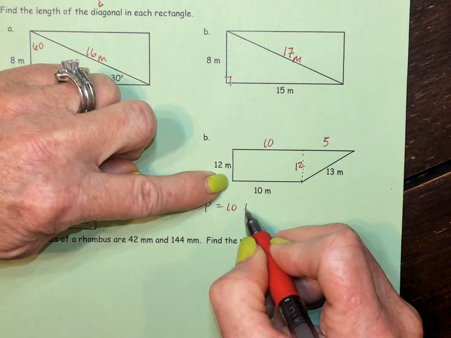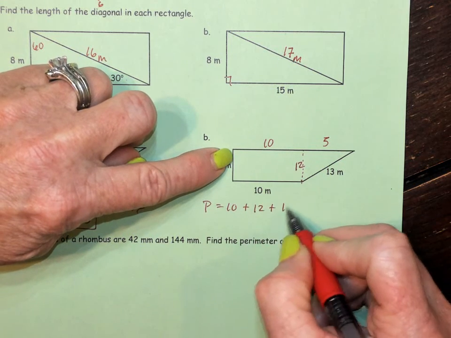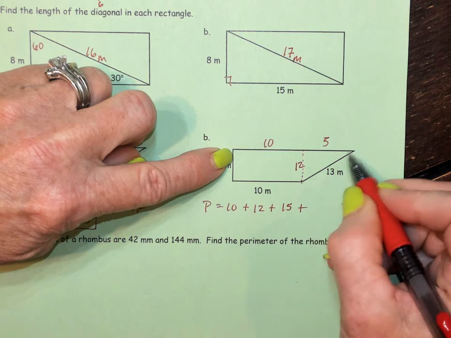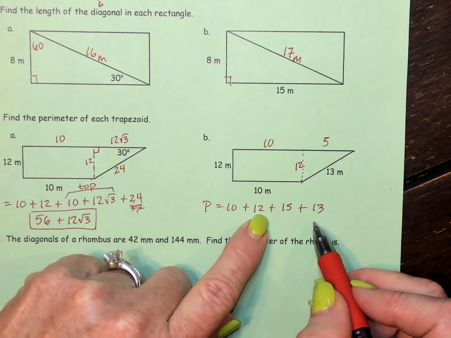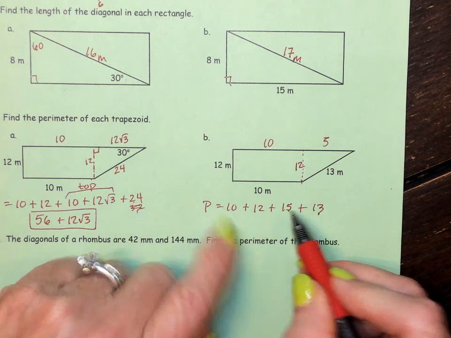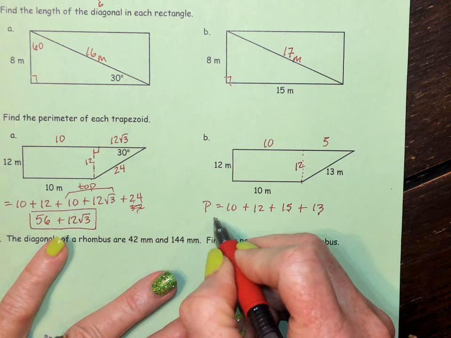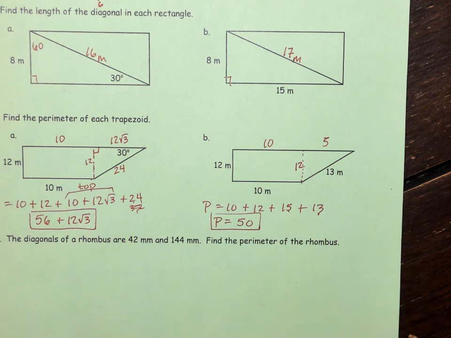Perimeter, if we add up all the pieces, I'm going to start on the bottom one, so I have 10 plus 12 plus the top, 15, plus the right side, 13. Let's see, 12 and 13 is 25. 10 and 15 is 25. 25 and 25 is 50. All right?